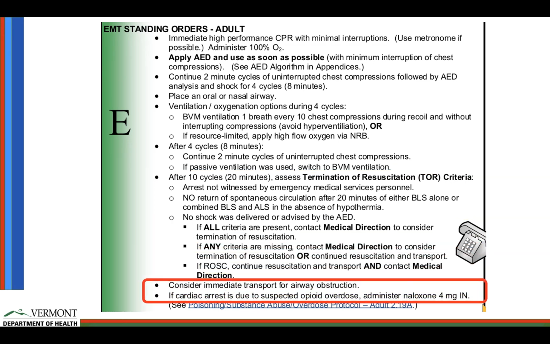Patients who regain return of spontaneous circulation or those with airway obstruction should be considered for immediate transport. If the cardiac arrest is due to suspected opioid overdose, it is reasonable to administer 4 milligrams of intranasal naloxone.